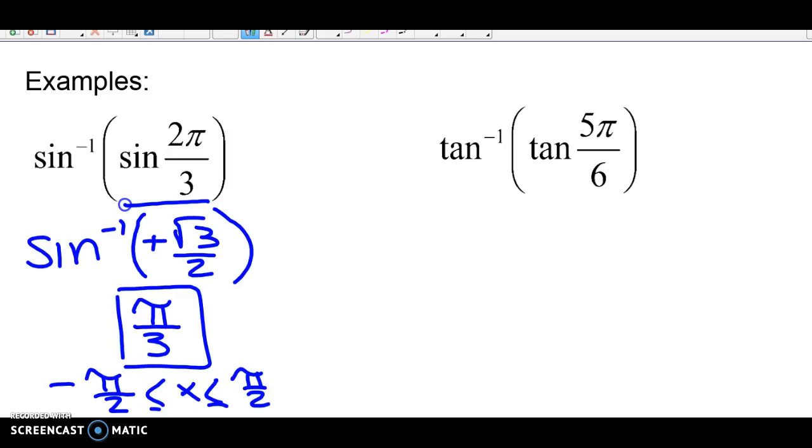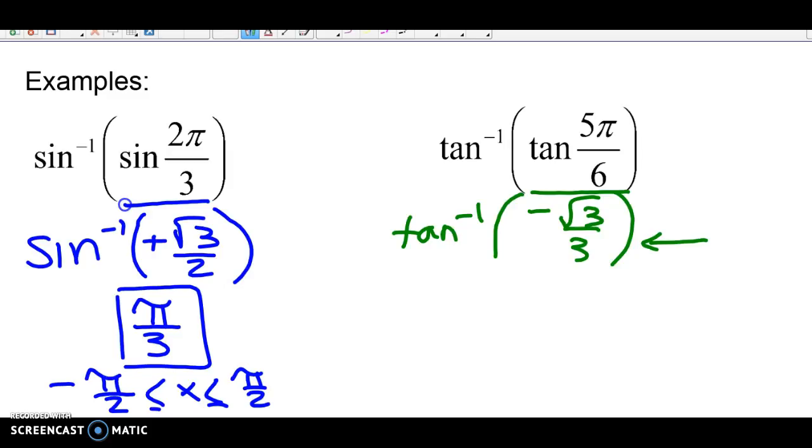All right, we're also then going to do this example problem with tangent. So I'm going to do the same thing. I'm going to work inside out. So I need to know what is tangent of 5 pi over 6. So tangent of 5 pi over 6 happens to be negative root 3 over 3, or if you prefer, negative 1 over root 3. So now we're asking ourselves, where is tangent equal to negative root 3 over 3?